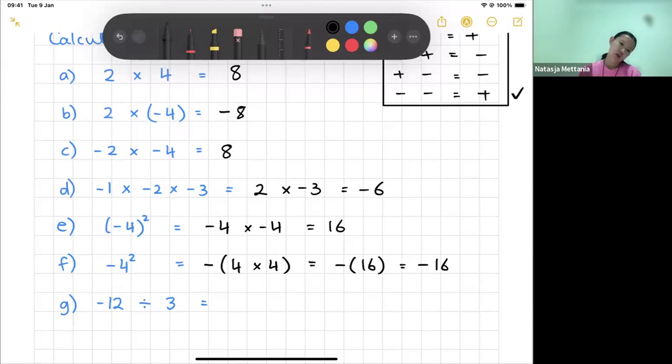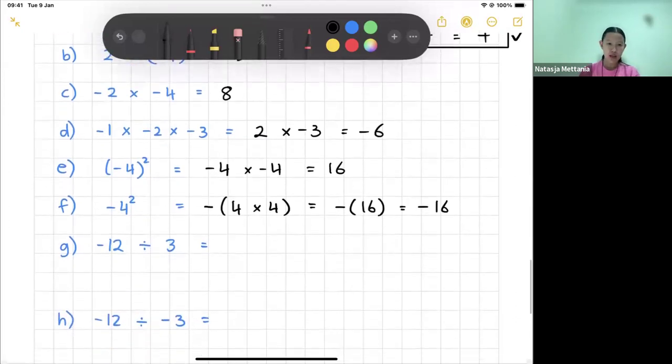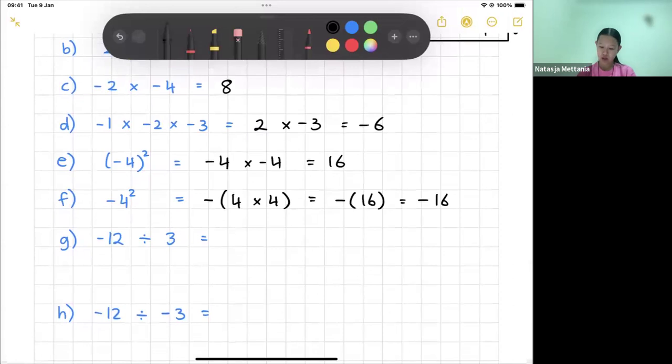Okay, question G, negative 12 divided by 3. Now, whenever we have a division, we're going to put it as a fraction. So I'm going to rewrite this. I'm going to go negative 12 divided by 3. I've got one negative number divided by a positive number, so that means my answer must be negative. Let's now look at the numbers. 12 divided by 3 gives me 4, so my answer is negative 4.